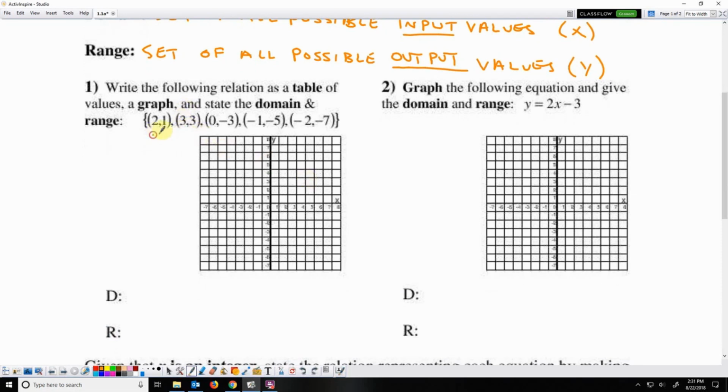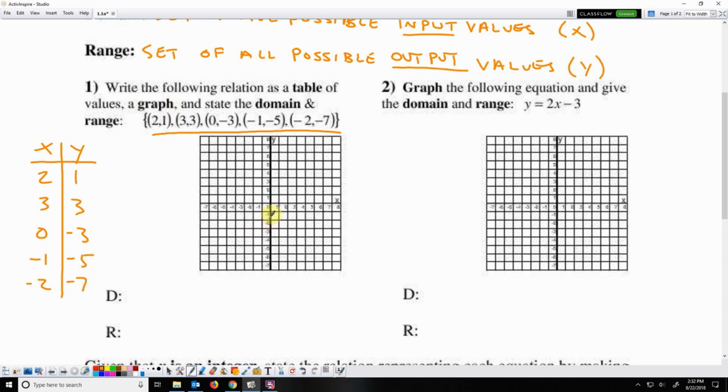So in number 1, we want to write this relation right here as a table of values, then as a graph, and then we want to state the domain and the range. A table of values can be done in different ways. I'm going to do mine as a T-chart. So the ordered pairs are 2, 1, 3, 3, 0, -3, -1, -5, and -2, -7. Okay, so there's my table of values. All the x values, all the y values.